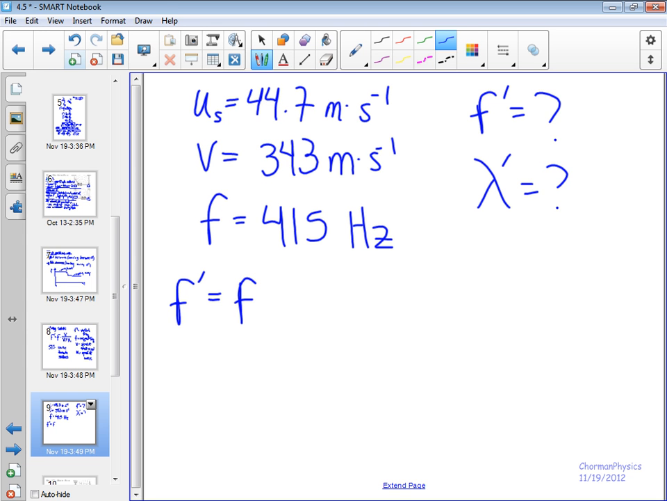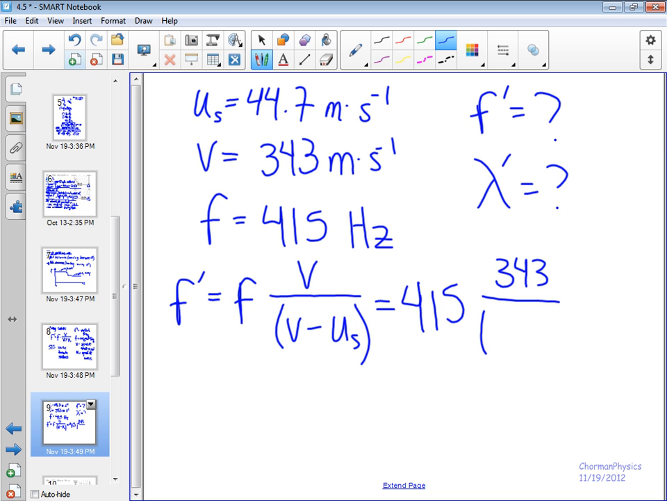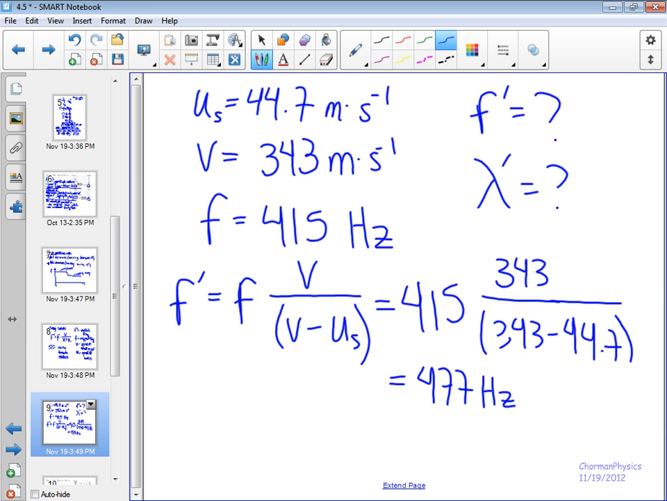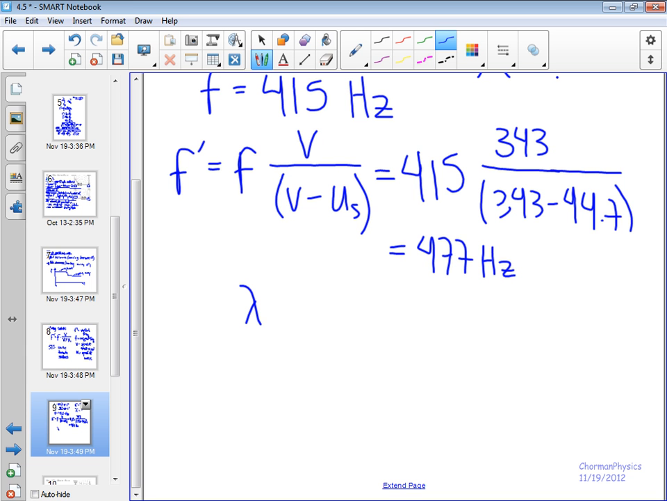F prime, we can get from the formula, and we're going to say that the train is approaching a person standing at the crossing. And since this is source moving towards, we're going to subtract. So we're going to take the difference between these speeds here, and the new frequency can be 477 hertz.